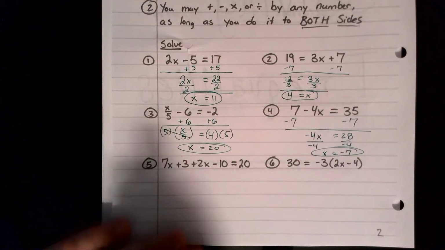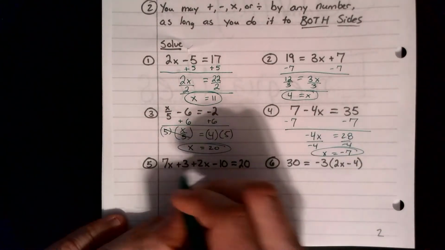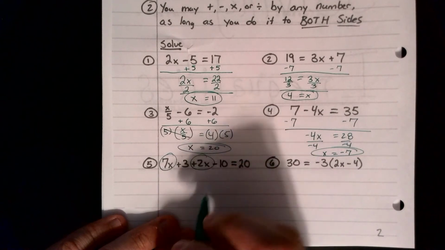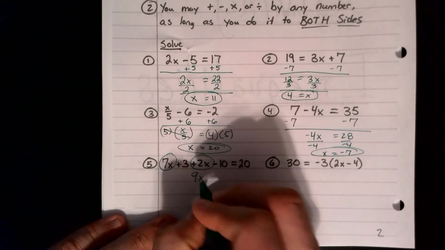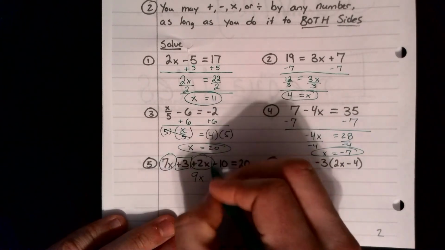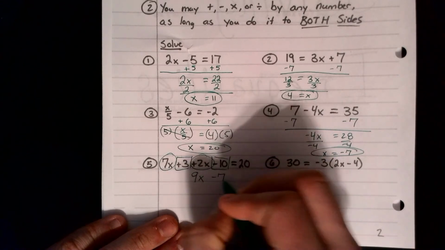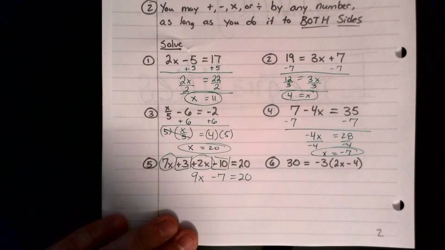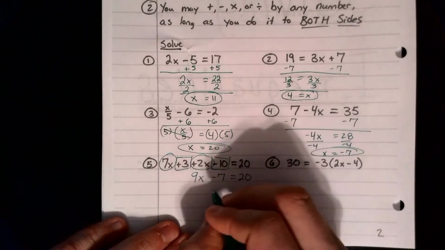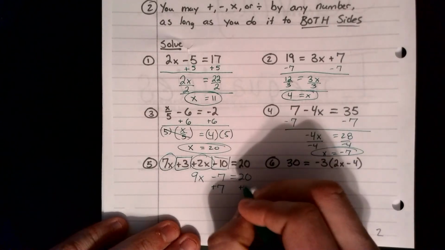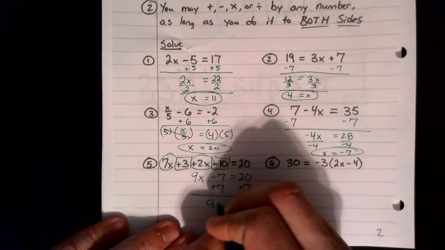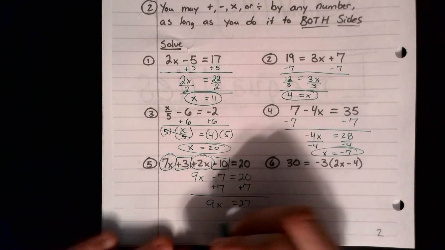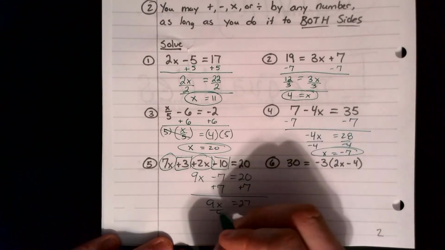Almost done. Number 5. Combine like terms first. Remember, work smarter, not harder. We get 9x combining those like terms. Combine the 3 and the negative 10 to get a negative 7. After we do that step, it's just a nice two-step equation. Add 7 to both sides. 9x equals 27. Divide by 9.